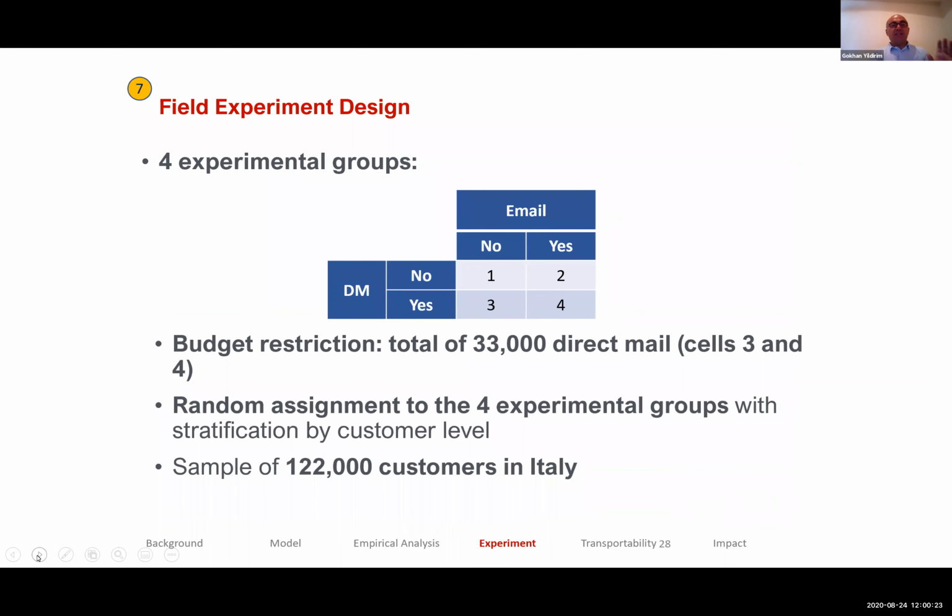Okay, what we did was to run a field experiment. So we took a sample of 122,000 customers in Italy, and then we assigned these customers randomly into 4 groups. The first group, we call it control group, and this group did not receive any campaign. The second group received only email campaigns. The third group received only direct mail campaigns. And finally, group 4 received both campaigns. So very briefly, we randomly assigned these 4 experimental groups. Okay, let's move.